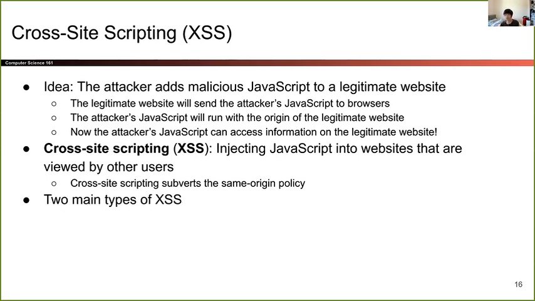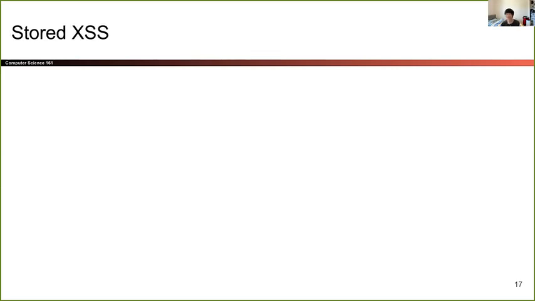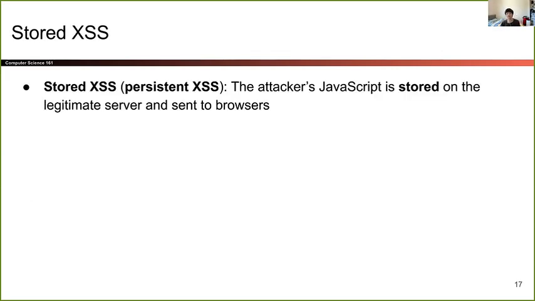There are two main types of XSS that we'll look at. One is called stored XSS, and one is called reflected XSS. So let's start with stored XSS. This is also called persistent XSS, and the main idea is that the attacker's JavaScript is somehow stored on a legitimate server, and then it's sent to the browser. So maybe it's put in a database entry somewhere as a comment or something else.